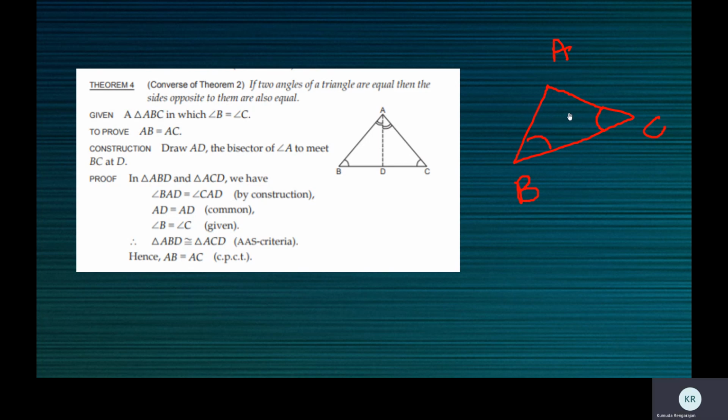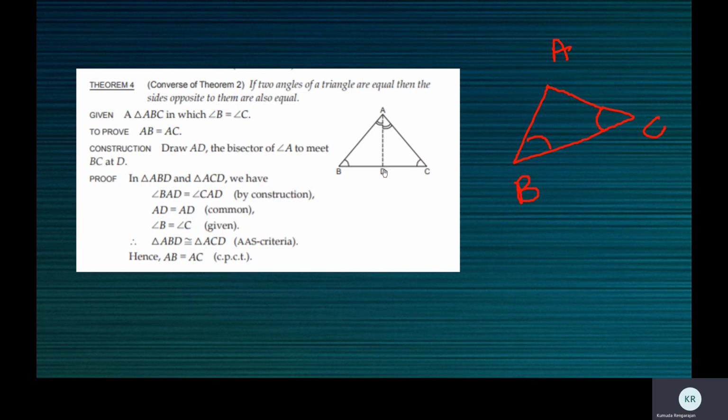The side opposite to angle B, AC, is equal to the side opposite to angle C, AB. So if angle B is equal to angle C, we need to prove that AB is equal to AC. Construction. So we have only one triangle. So we are going to divide this triangle into two triangles with the help of a construction.